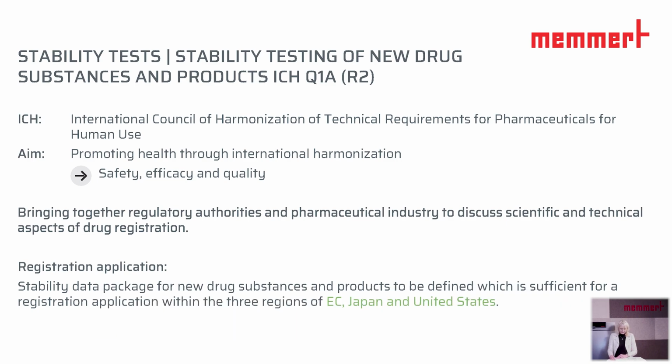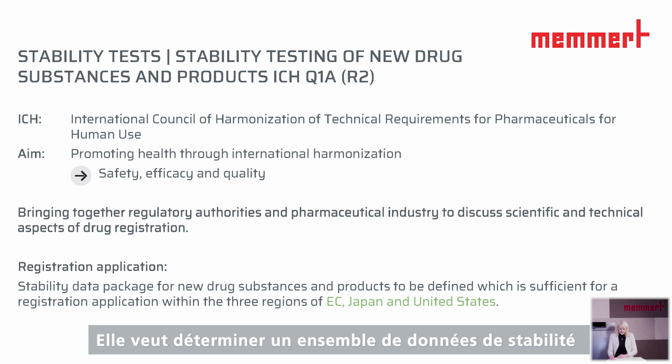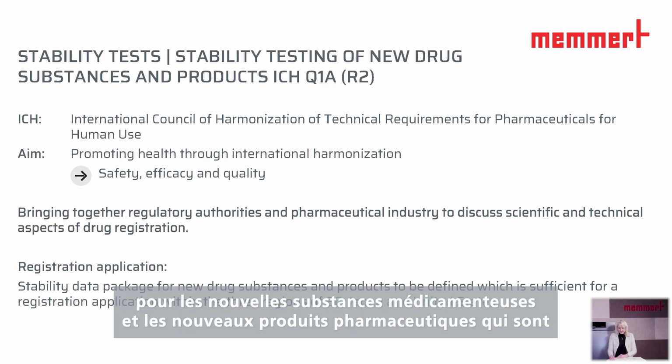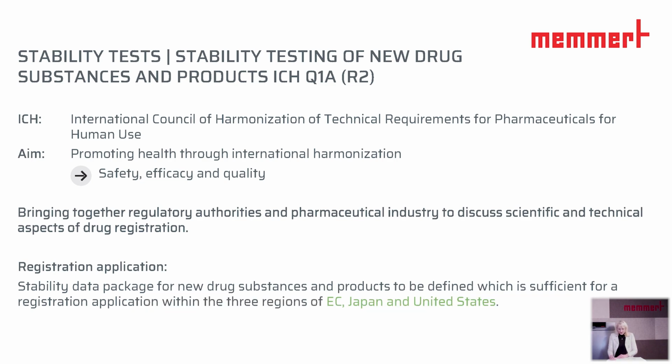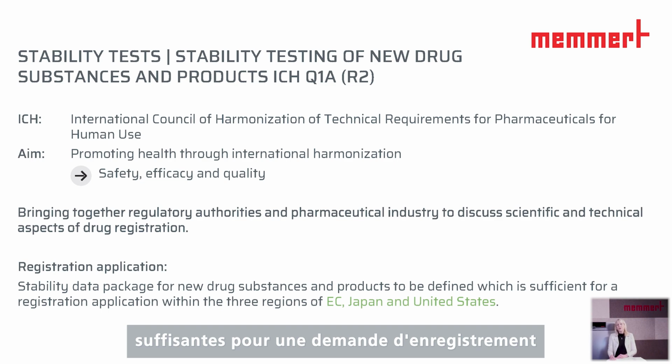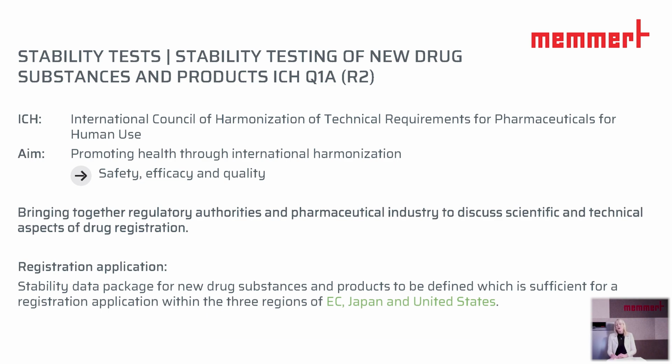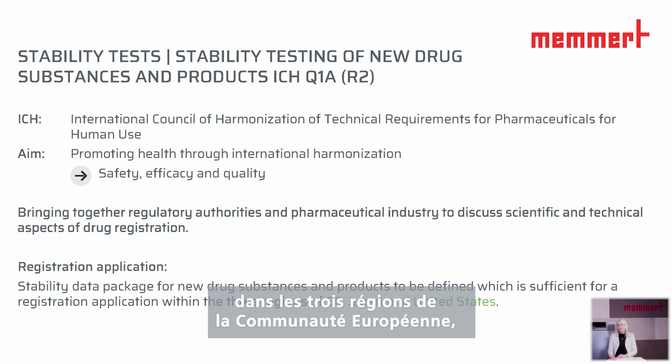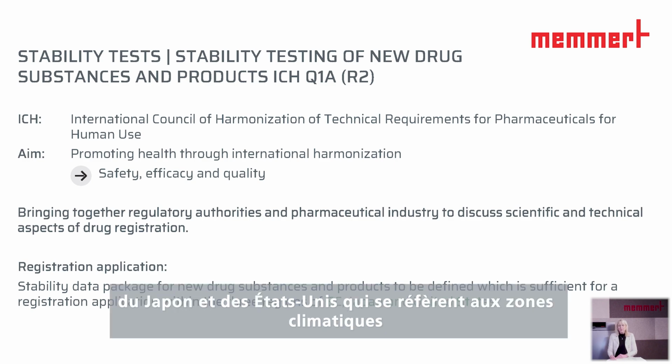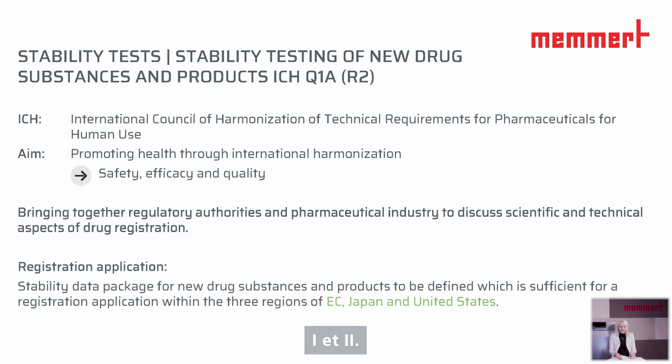And it determines the stability data package for new drug substances and drug products, which is sufficient for the registration application within the 3 regions of the European Community, Japan and United States, which refers to climate zones 1 and 2.